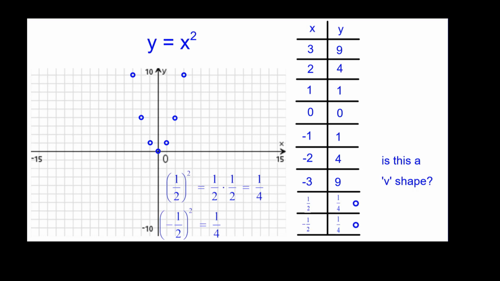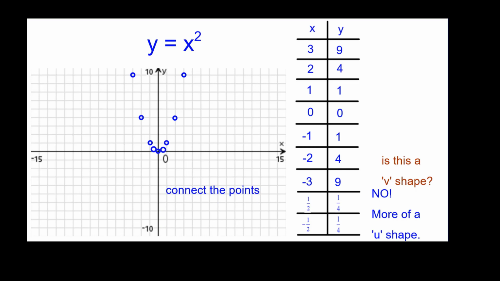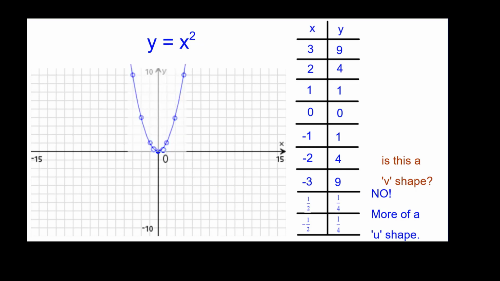So plotting those points over a half and up a quarter of the way, and over negative a half and up a quarter of the way. So the shape is not really a V, it's more like a U shape. So we'll connect the points, and there we go, y equals x squared, called a parabola. The shape is called a parabola.